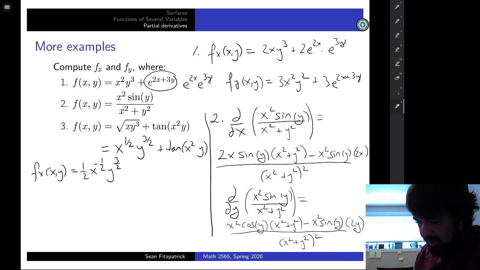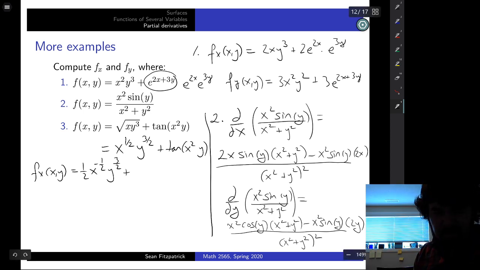And now for the other one, I do kind of standard chain rule, right? Derivative of tangent first. Derivative of tan gives me secant squared x squared y. But then I have to multiply by the derivative of the inside. And I'm doing the derivative with respect to x. So the x derivative of x squared y, x derivative of x squared is 2x. So it's 2x times y.